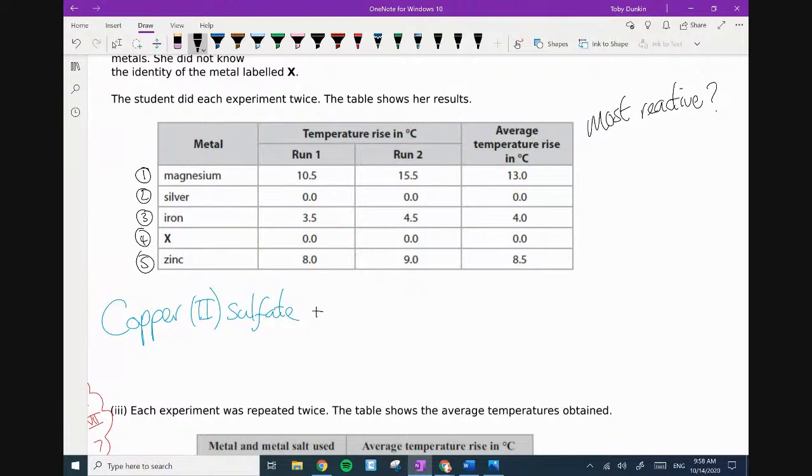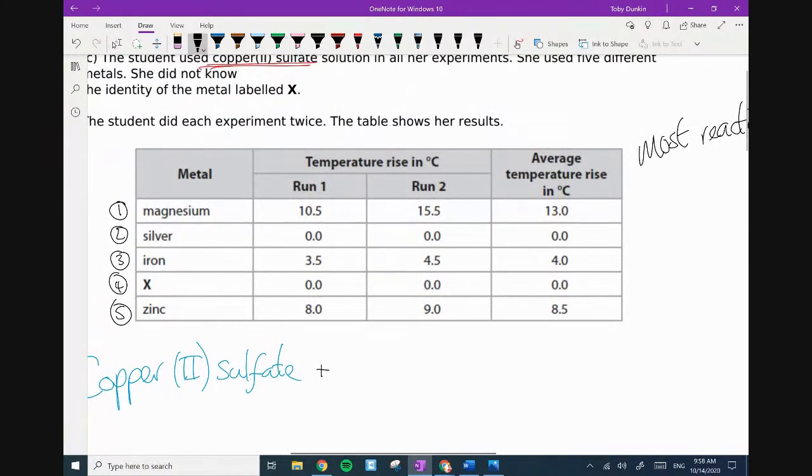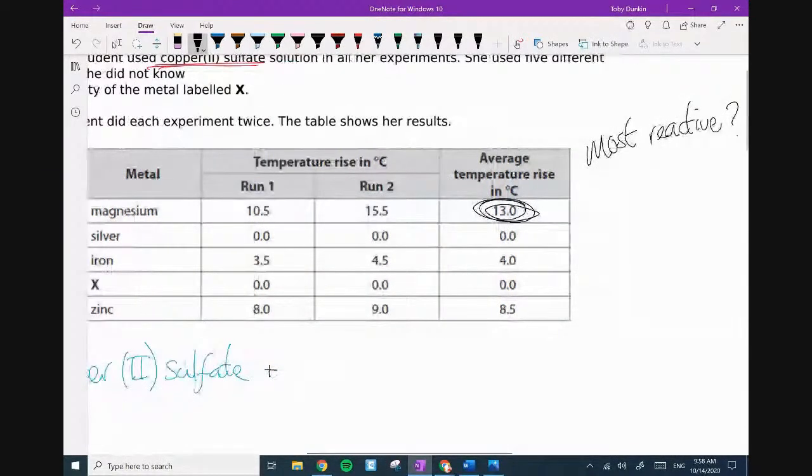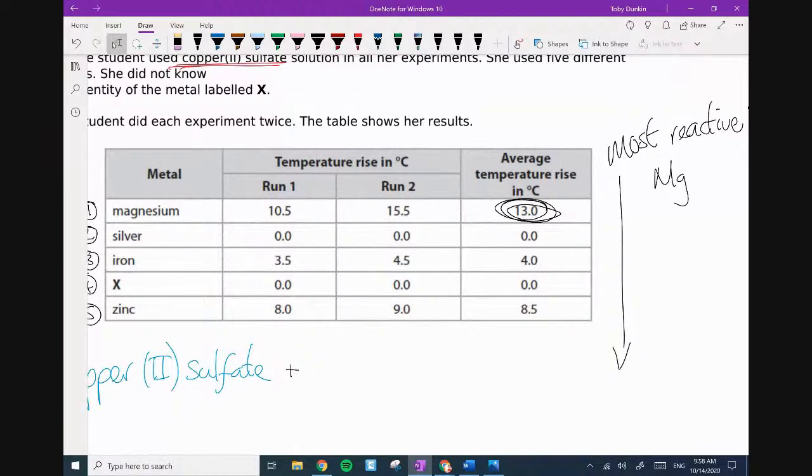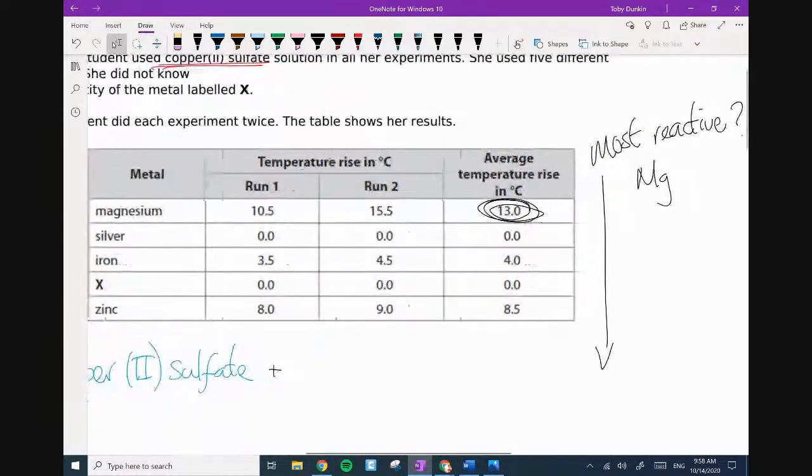I like it. So I think everyone figured this out. Magnesium had the biggest temperature change. So the most reactive, Mg. And we're now going to descend. Who's the next most reactive then, folks? Sorry, I was being lazy. Love it. Which one's the next one?